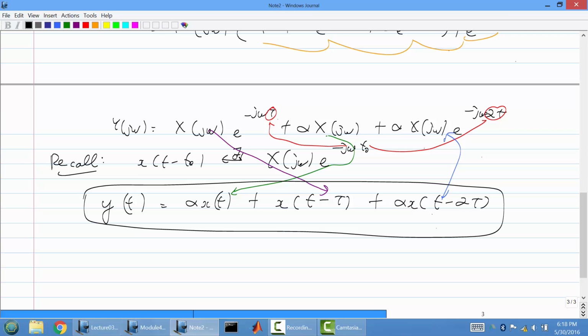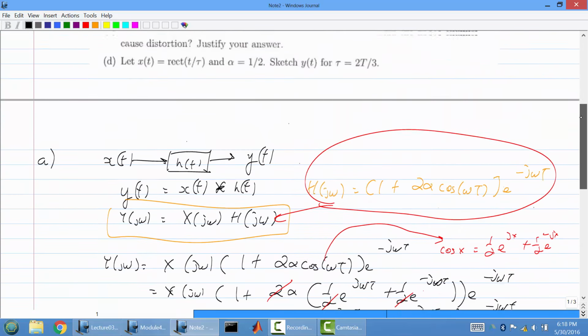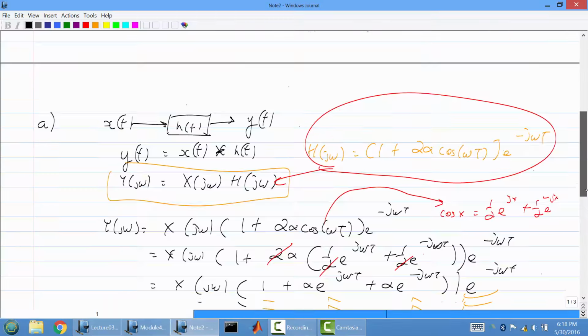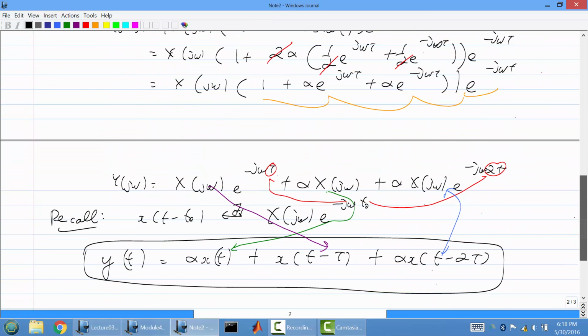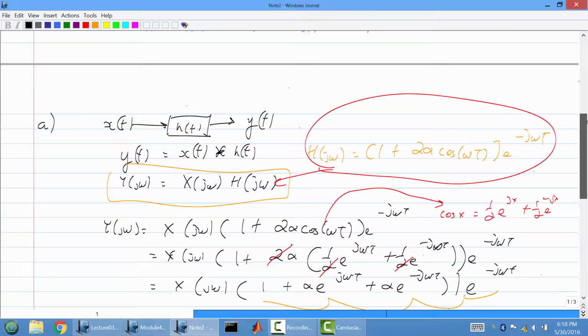Okay, it looks like I did part B as well. If you take a look at part B, from the above expression, show that the output signal has the form. I guess I already did that. So this would be A, and this would be B. So I had 2 and 1. That's actually quite nice. Okay, let's take a look at part C.